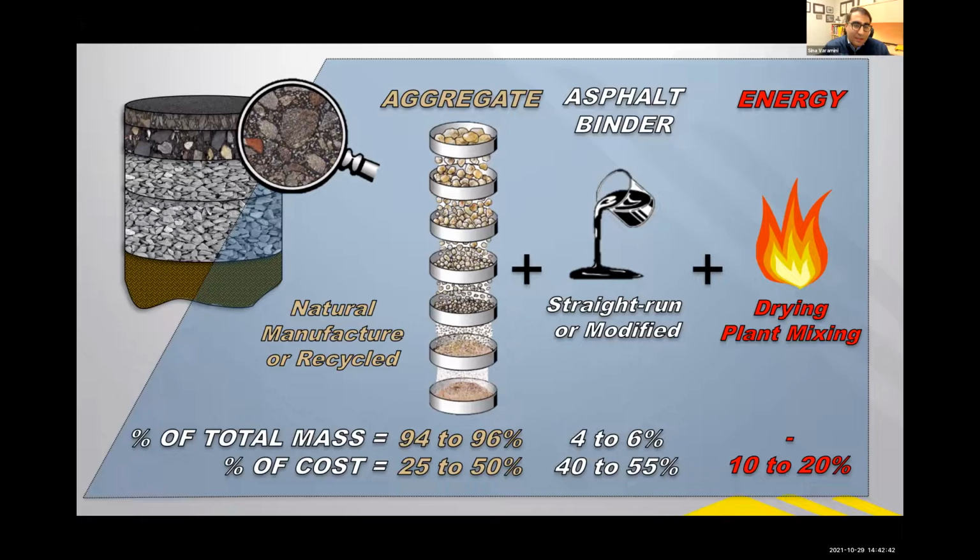And since it is a material that needs to be heated up to a level that is fluid enough to cover the aggregate particles, we need energy that goes into the production of this material. That energy comes from heating up the asphalt binder, and at the same time heating the aggregate to be able to mix the two together. And you can see the portion of the mass that goes into the bound materials, as well as the relative cost for each of these components.